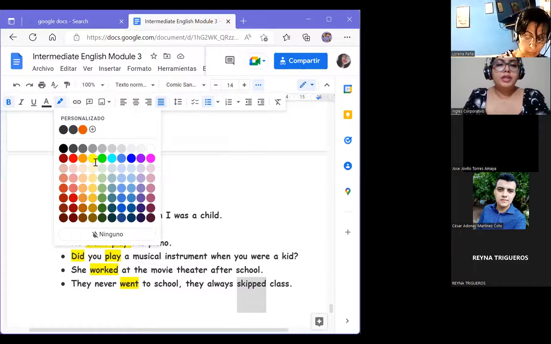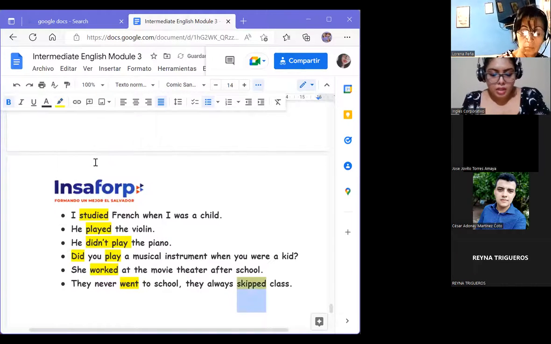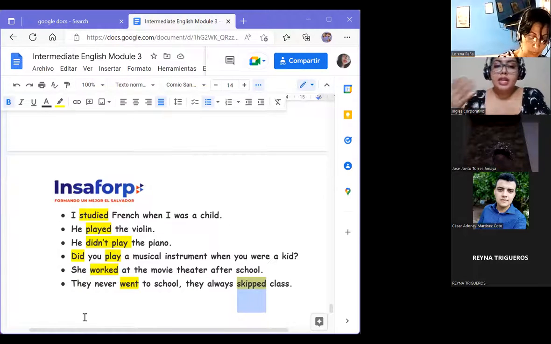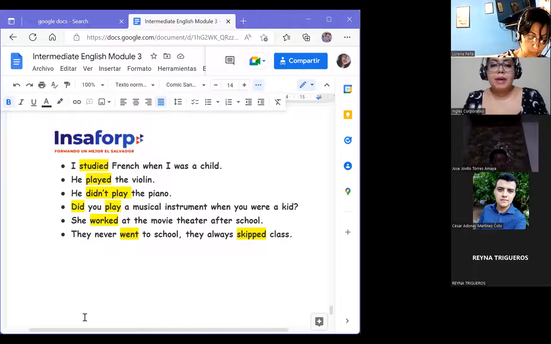So there we have the verb that we are using to talk about the past habit that we have in sometime in the past.